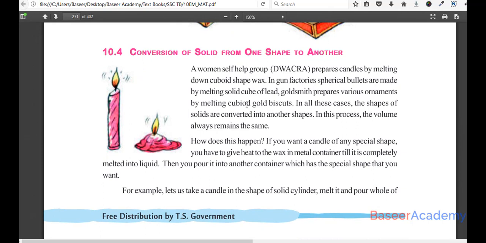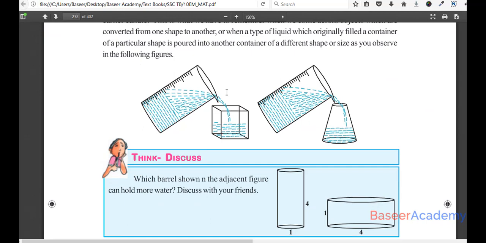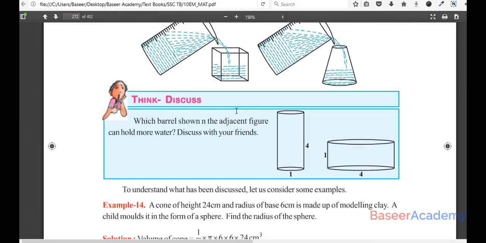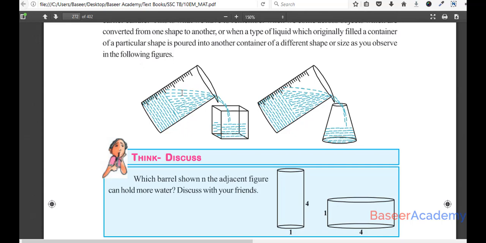In the next video, we'll be working on exercise 10.4, which is the last exercise in this chapter. And in the next exercise 10.4, we would be dealing with conversion of solid from one shape to another. See, when one solid is converted into a different shape, we observe that the volume of both of those solids remains same, which means, let's say this cylinder has a volume of 64 centimeter cube. Okay, the volume of water in this beaker is 64 centimeter cube.